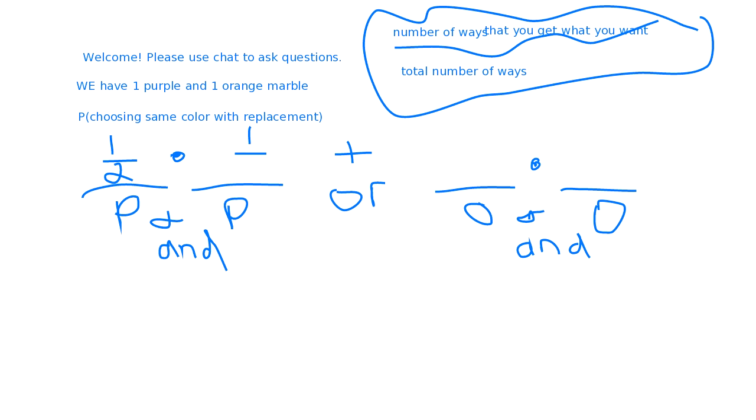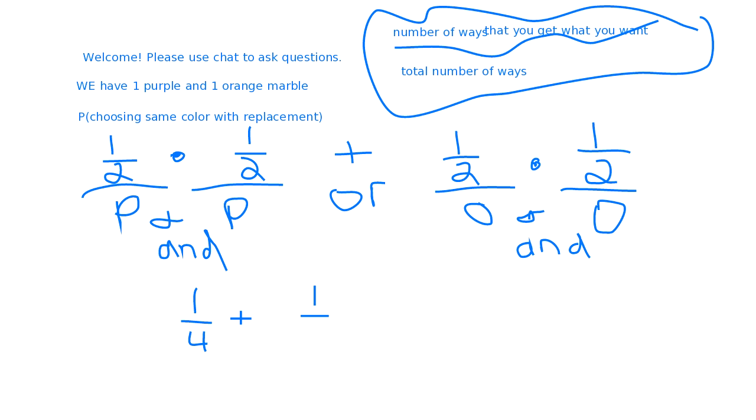Now you start all over again. Okay, another experiment. There's one way to get an orange because there's only one orange marble divided by 2 marbles in the pot. You put it back in, again, new experiment. There's 1 orange out of 2 total. When you multiply that, you get 1/4. Remember to multiply fractions, you multiply the tops, you multiply the bottoms.